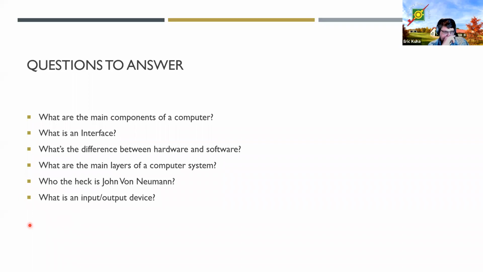Some questions. We want to figure out what are the main components of a computer. What is an interface, what does that mean, and how does it work? What is the difference between hardware and software? What are the main layers of a computer system? Who is John von Neumann and why is he important? And what is an input-output device?